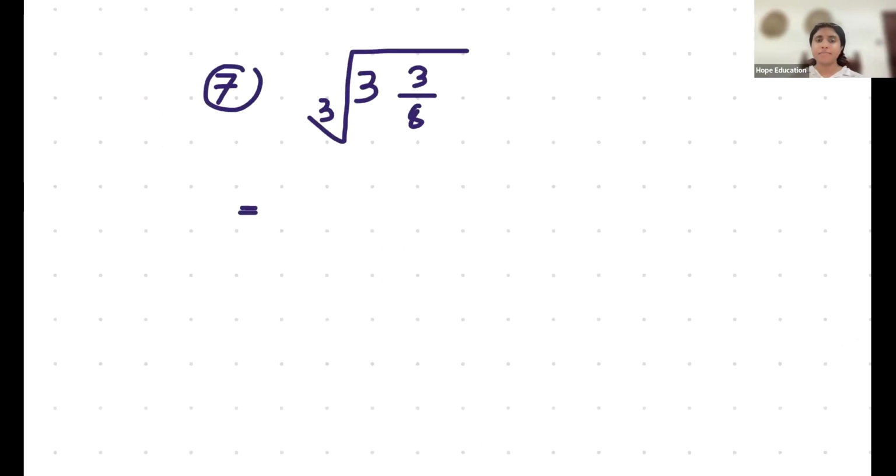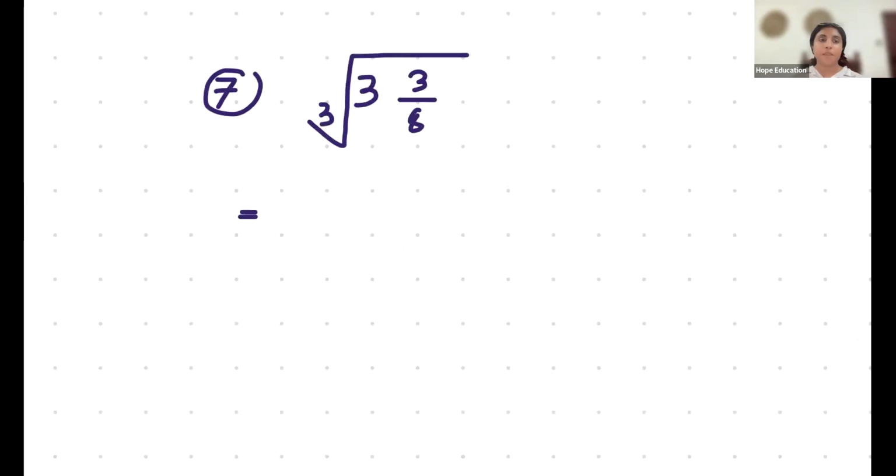Now, this is a mixed number. What would you do to this mixed number, children? Whenever you see a mixed number, what would you do as the first step?